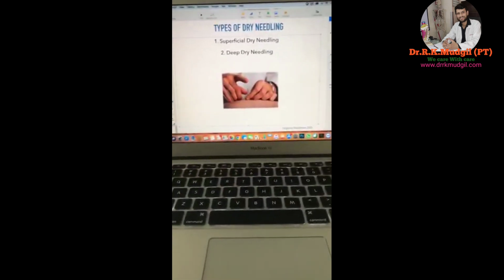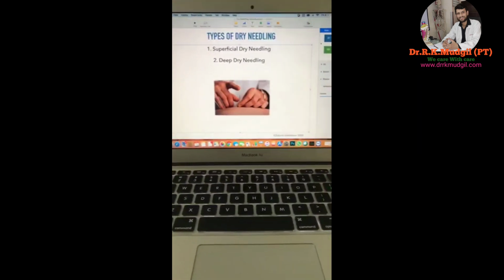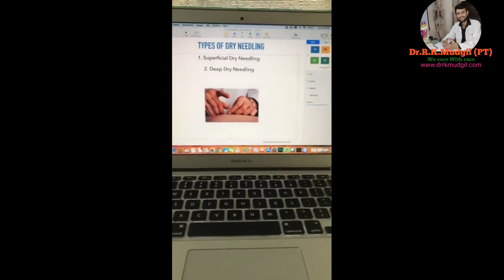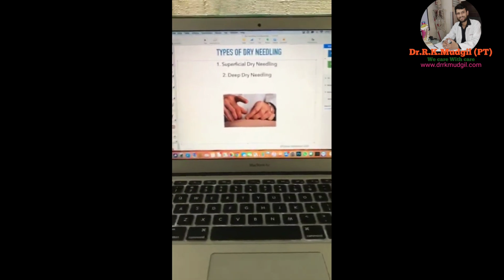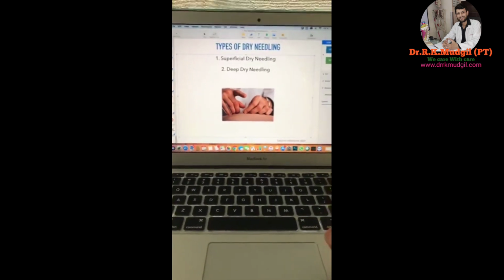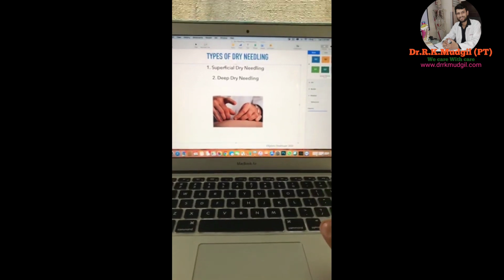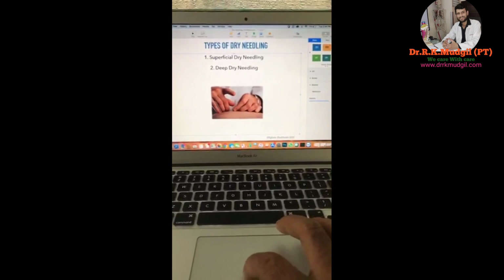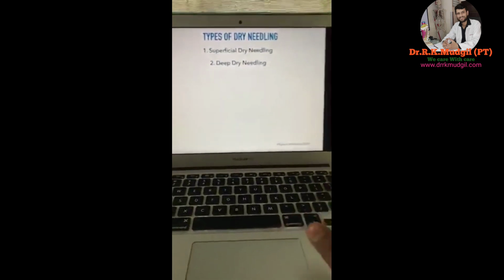Deep dry needling is mainly for the deeper muscles, for example the gluteus muscles, like gluteus minimus, and the multifidus muscles. All these muscles we do with deeper dry needling. For deep dry needling we basically use a larger needle, and for the superficial we use a smaller needle.